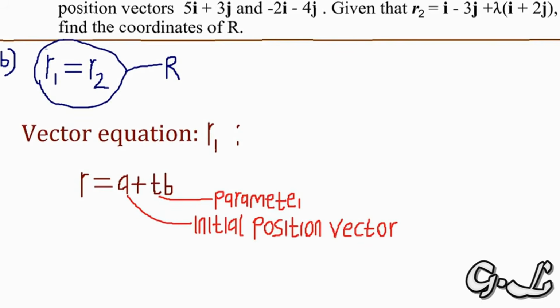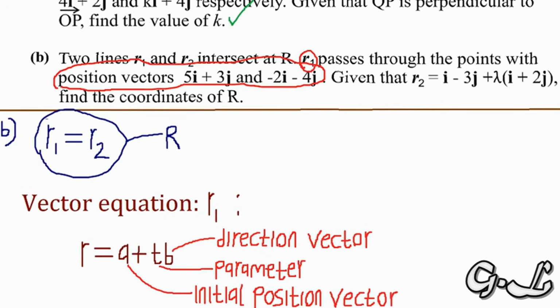T is representing the direction vector. That's one thing that you need to keep in mind. It is the direction vector. So now what is the next step? In such a case, we're interested in the equation of R1. So now, how are we going to find the vector equation of R1?